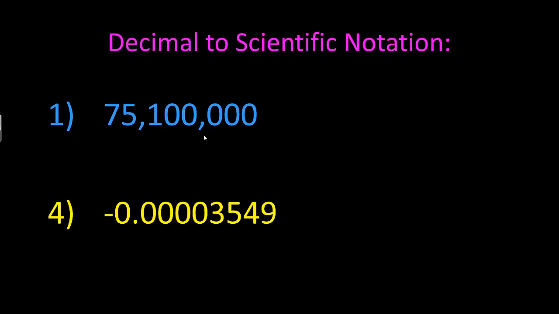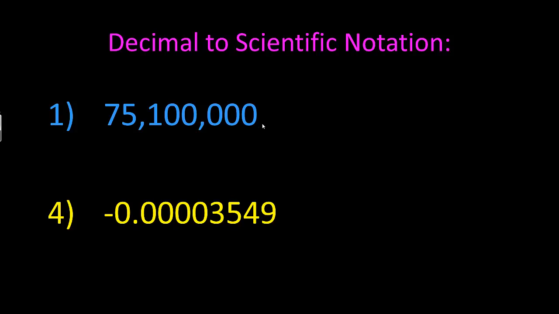Let's go through some examples here. We are going to convert these numbers into scientific notation because it's a large number. If you notice here, we only have 3 significant digits. So in our scientific notation, we will only have 3 significant digits.